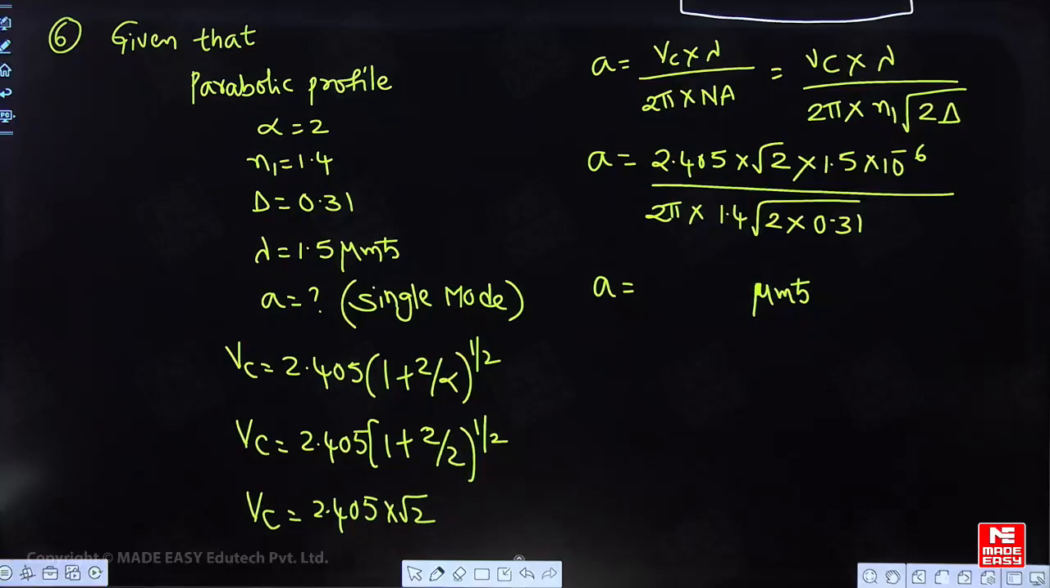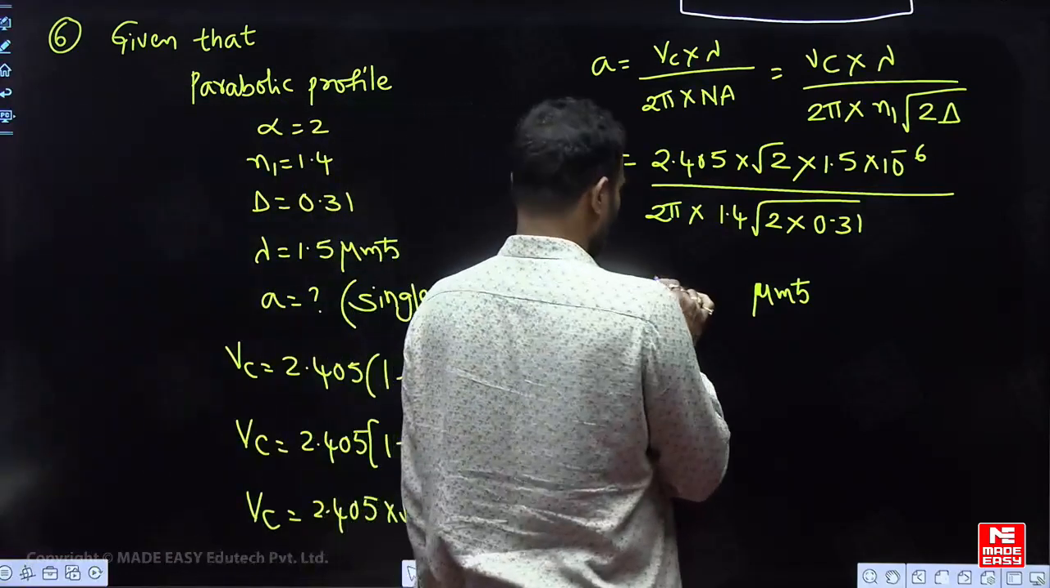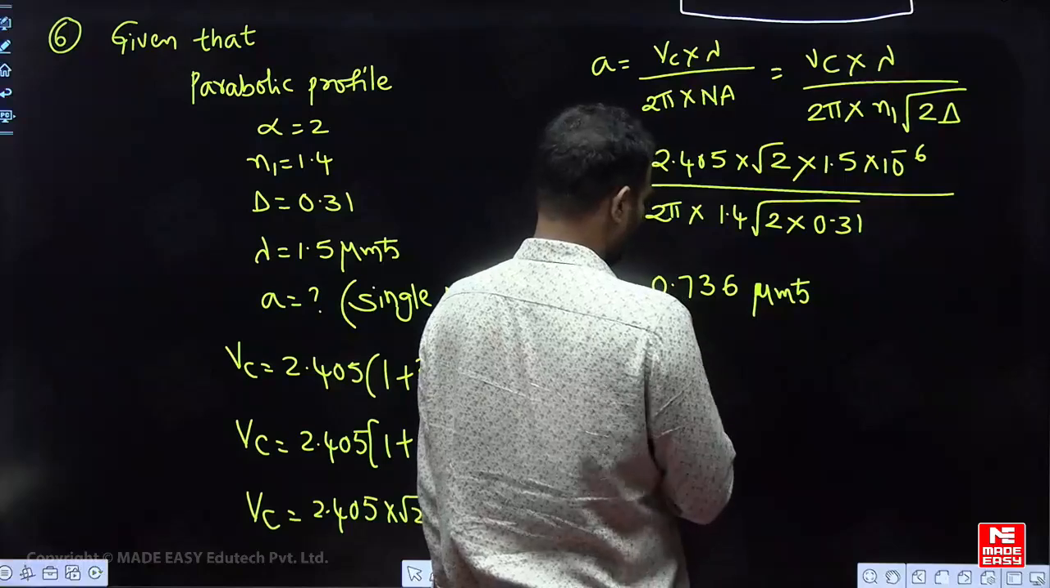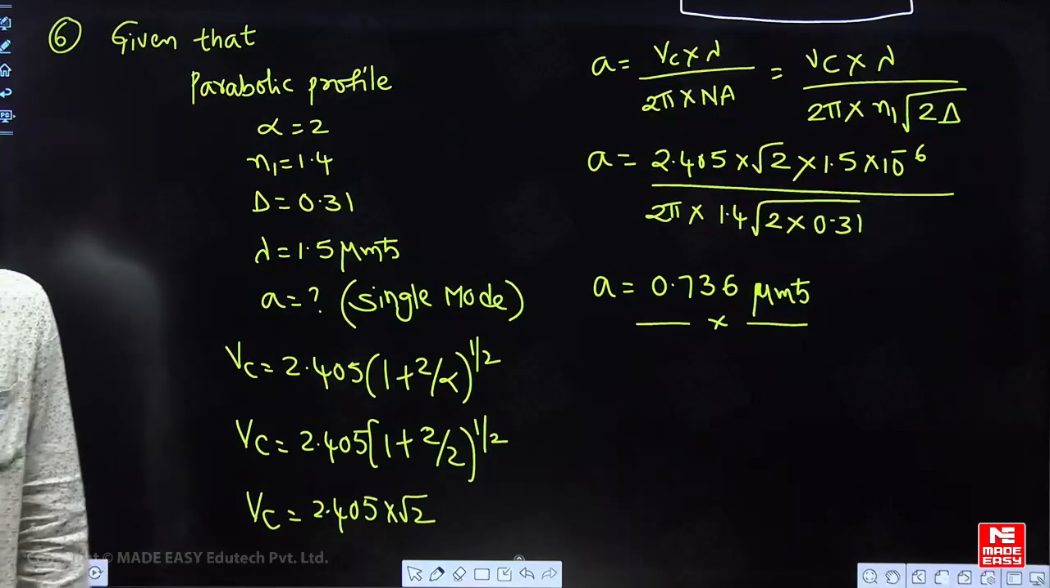How much is the answer you are getting? So 0.736 micrometers, you are getting the answer. 0.736 micrometers is the answer we are having. So this is the topic for types of fibers.